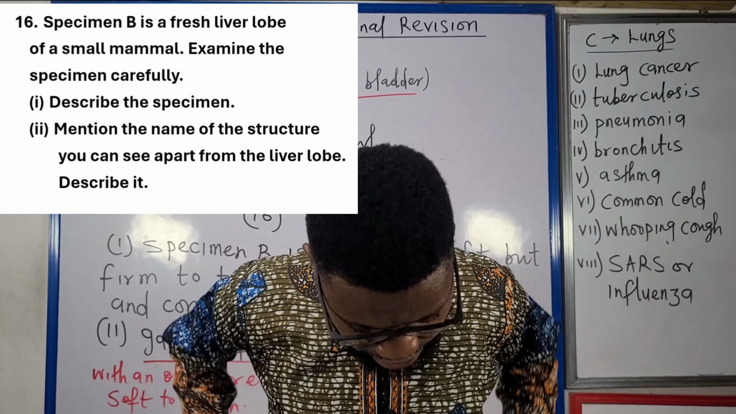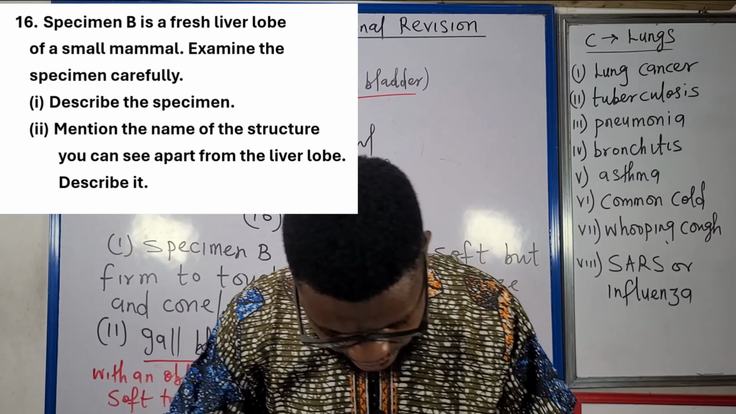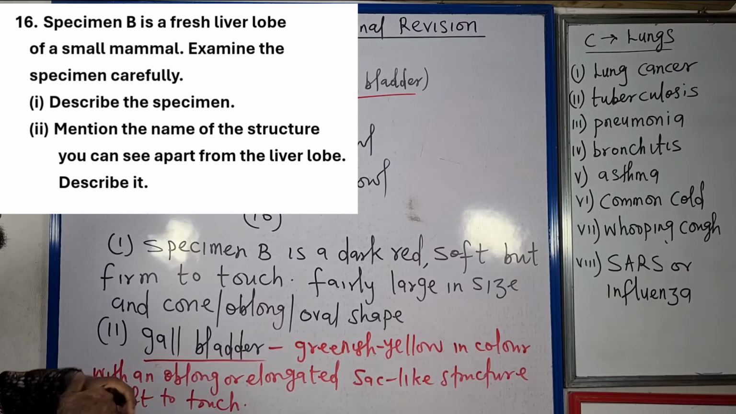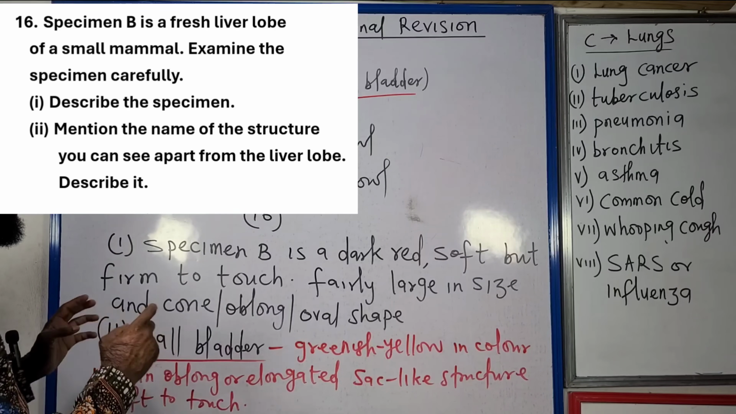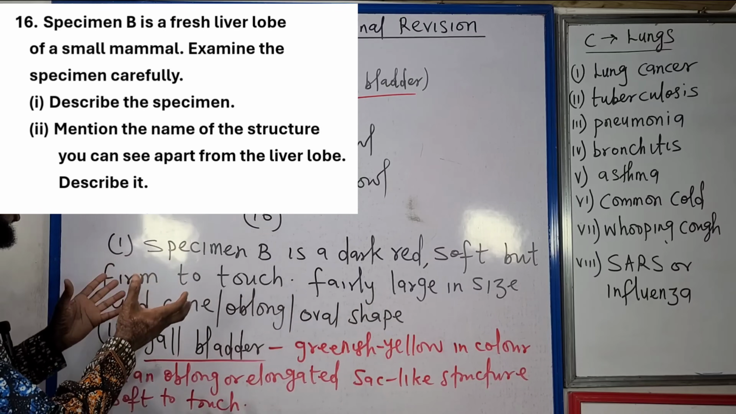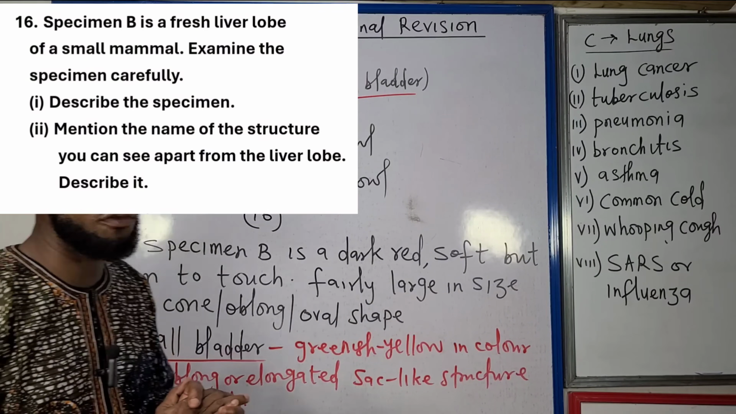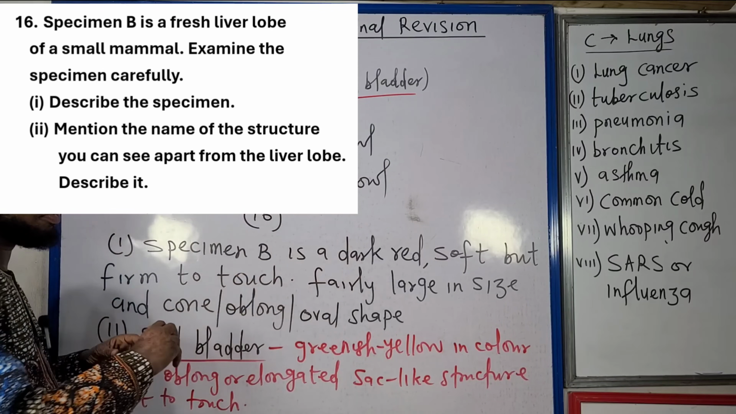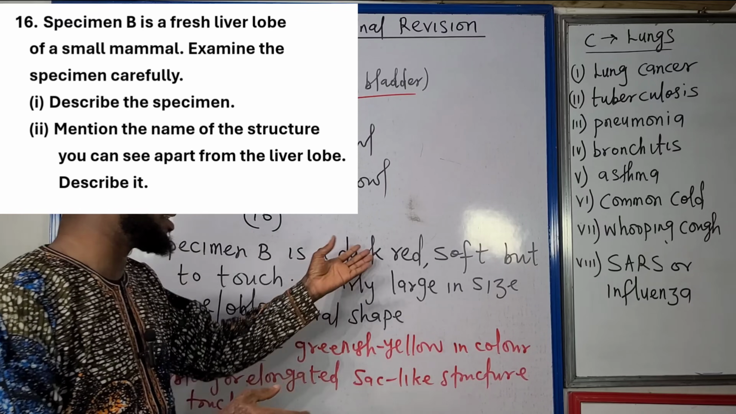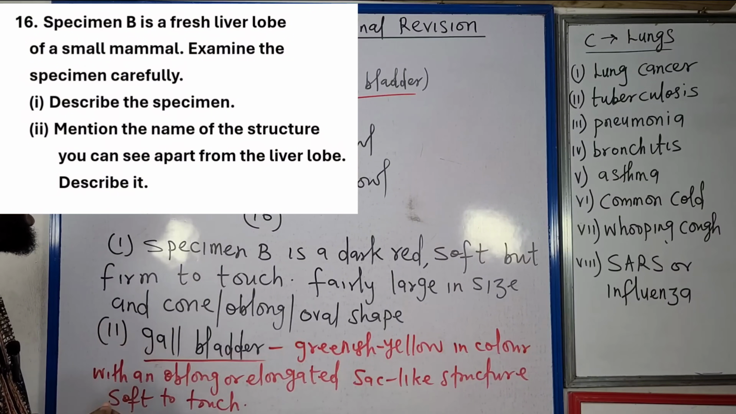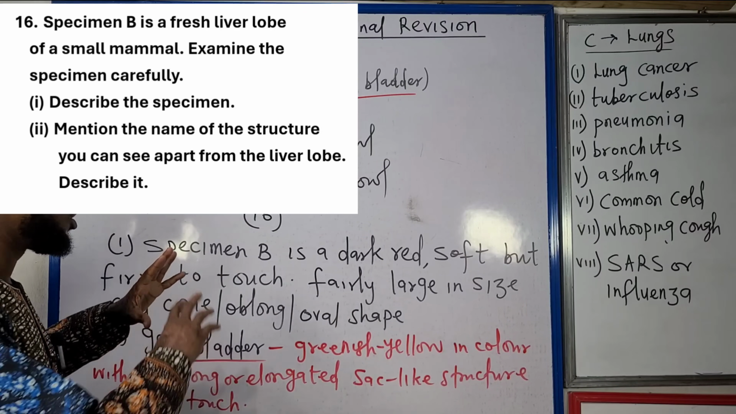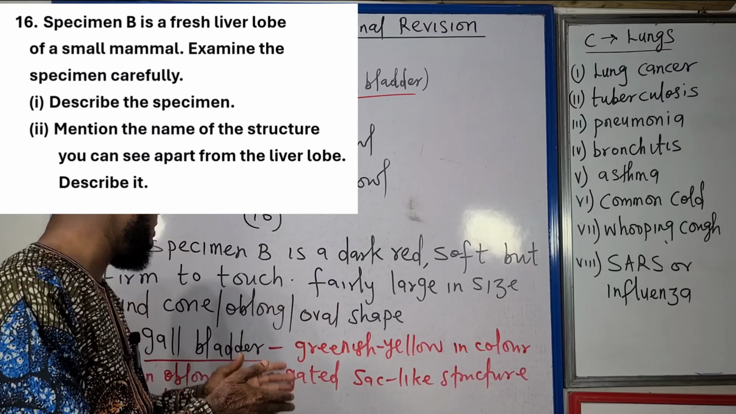Examine the specimen carefully. We were told to first of all describe the specimen. In describing the liver, specimen B is dark red, soft but firm to touch. It is fairly large in size, and it has a cone or oblong, you call that oval shape, talking about the shape of the liver. So when we are told to describe a specimen, we describe based on what we see. It is dark red, it is soft when you touch it, it is firm as well, and it is fairly large in size. And of course, you talk about the shape, it is cone or oblong or oval shape.